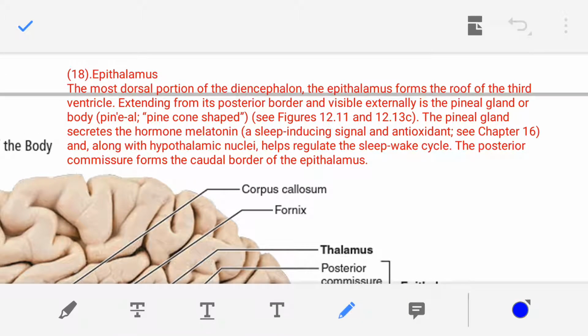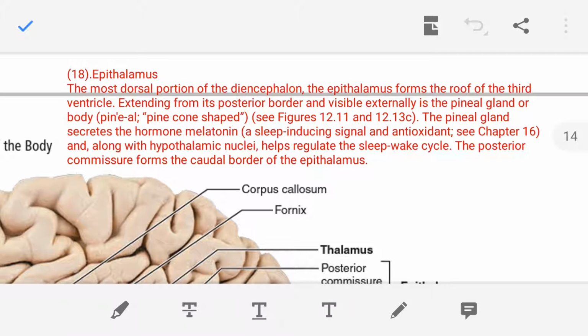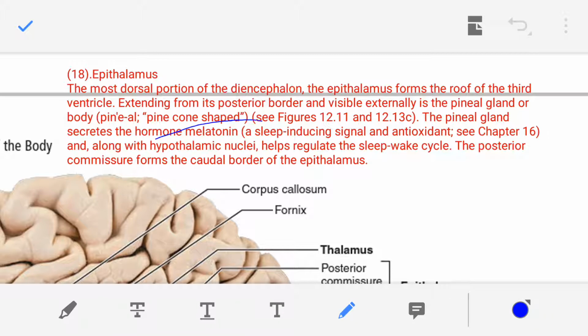Now, the role of the pineal gland, the function of the pineal gland: we know it secretes a hormone known as melatonin, and this melatonin is responsible for inducing sleep. Okay, so melatonin, a sleep-inducing signal, is produced by the pineal gland, and this melatonin hormone acts as an antioxidant. Then along with the hypothalamic nuclei, melatonin helps regulate the sleep-wake cycle.